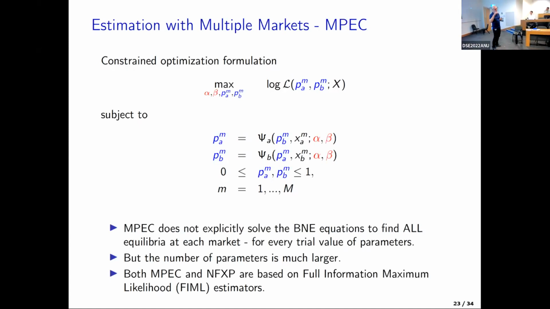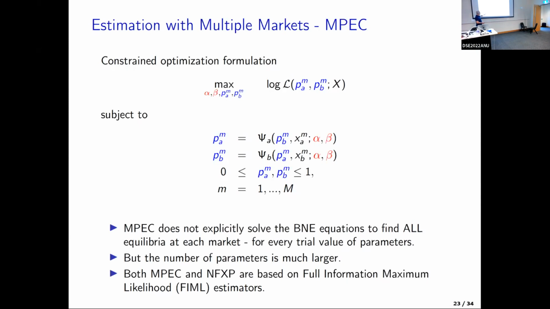That would be what you would do with the nested fixed point approach to maximum likelihood. Find all the solutions every time you change parameters, find all the solutions, and do it again. Take the kind of upper envelope of the equilibrium-specific likelihood functions.